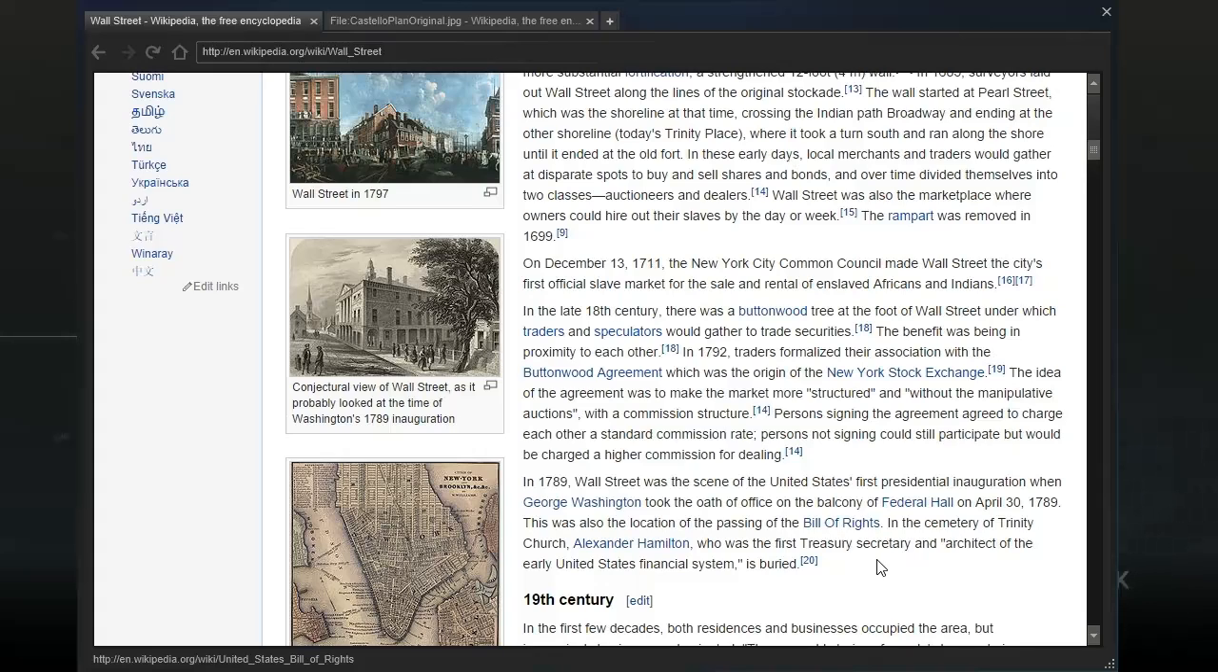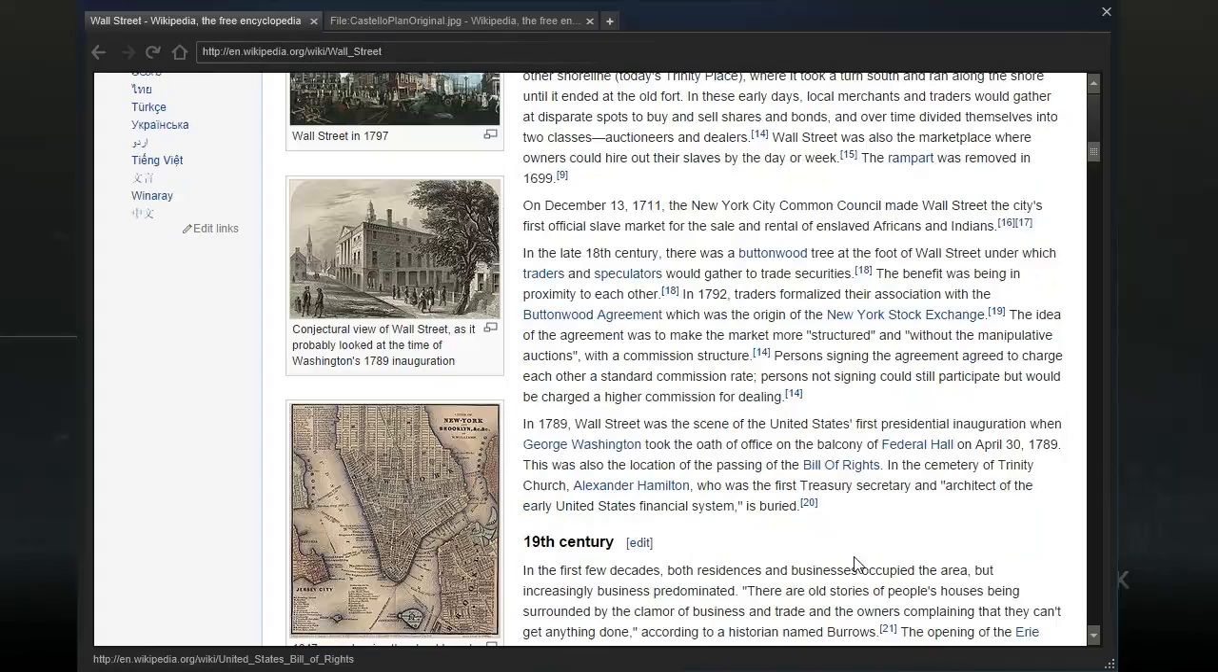In the 18th century, there was a buttonwood tree at the foot of Wall Street under which traders and speculators would gather to trade securities. The benefit was being in proximity to each other. In 1792, traders formalized their association with the Buttonwood Agreement, which was the origin of the New York Stock Exchange. The idea of the agreement was to make the market more structured and without the manipulative actions. With a common structure, persons signing the agreement agreed to charge each other a standard commission rate. Persons not signing could still participate but would be charged a higher commission for dealing.